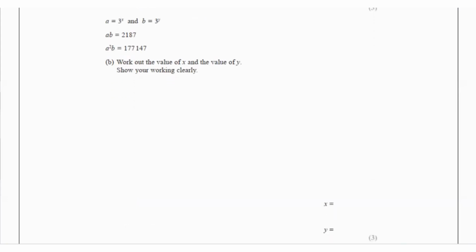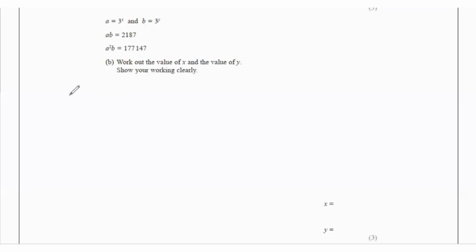Then it says A equals 3 to the power of x and B equals 3 to the power of y. A times B is 2,187. A squared times B is 177,147. We have to find the value of x and y.